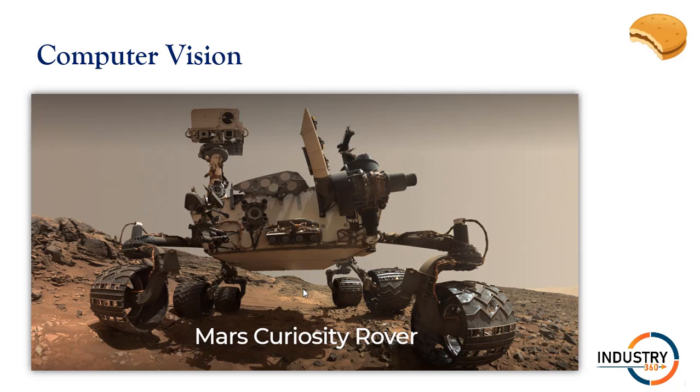When NASA sent the Curiosity rover to Mars, there was an anticipated radio delay of about 14 minutes. So any messages sent from Earth to Mars were going to take 14 minutes. This meant that the rover's movements could not be remote controlled. So NASA used computer vision.